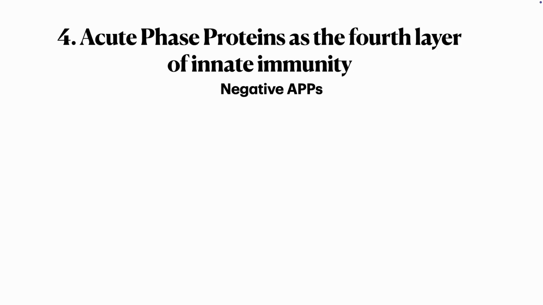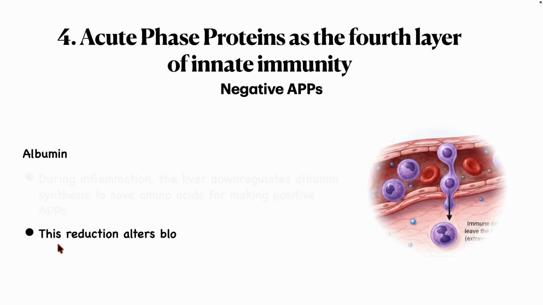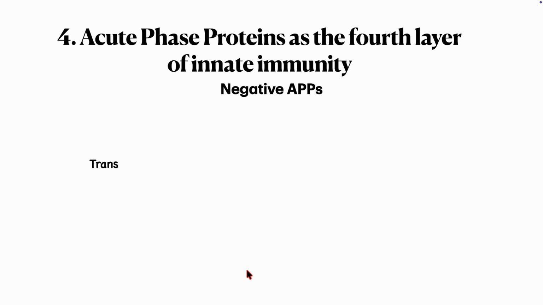Among negative APPs, albumin is one of the important proteins that you should know. During inflammation, the liver downregulates albumin synthesis to save amino acids for making positive APPs. This reduction alters blood osmotic pressure, allowing fluid and immune cells to exit blood vessels and enter inflamed tissues more easily. Another negative APP is transferrin.